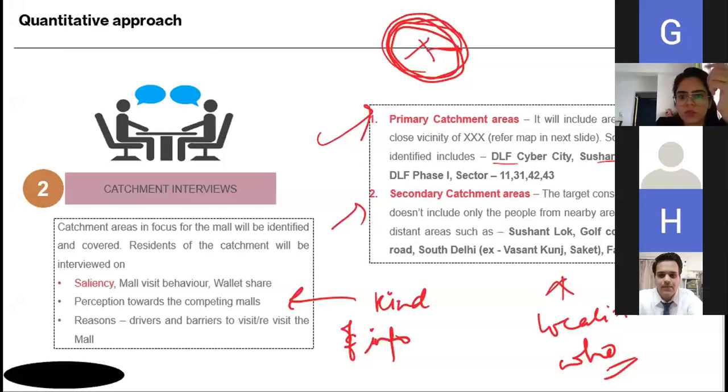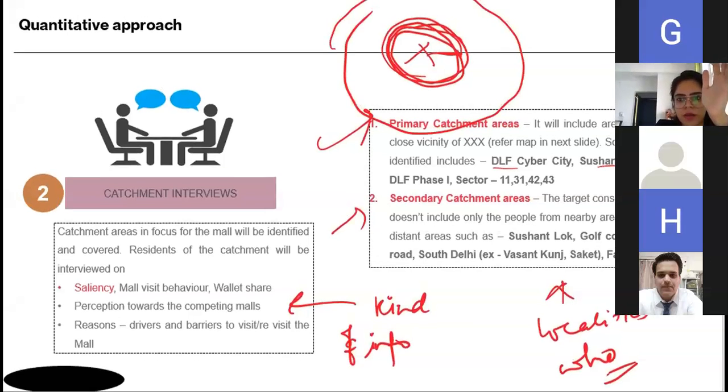Okay, and we also felt that there are consumers who are not in the primary catchment area but in the secondary catchment area. People from Sushant Lok, Golf Course and South Delhi, all these people, we interviewed. So I think now you are able to understand how, based on the kind of information needed, you zero in on the respondents to select, where to select from, and the data collection method.